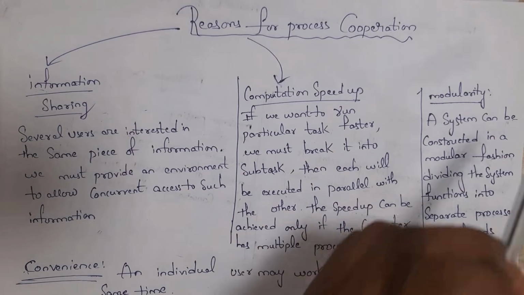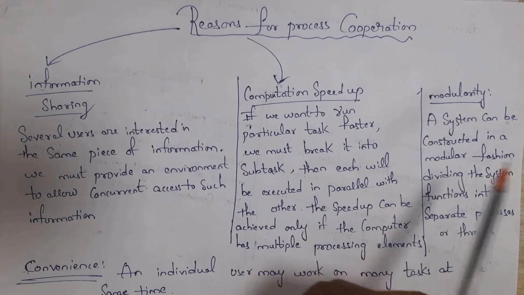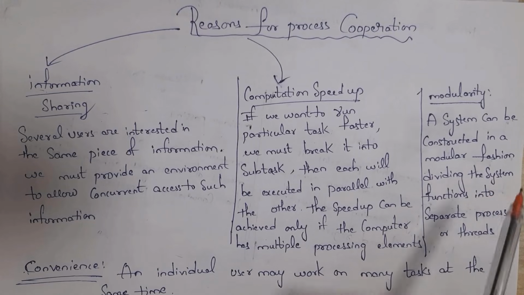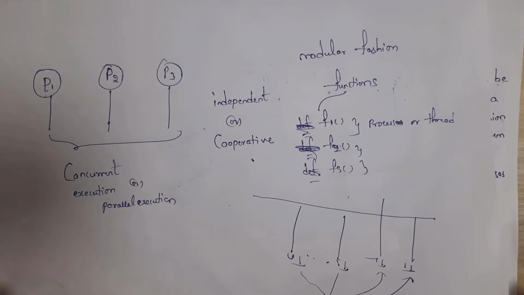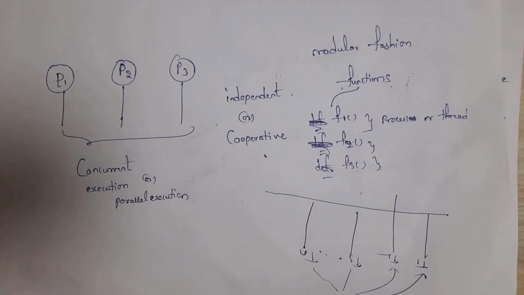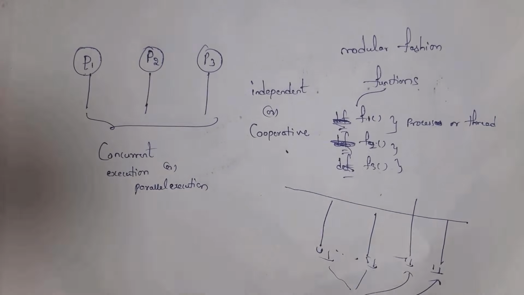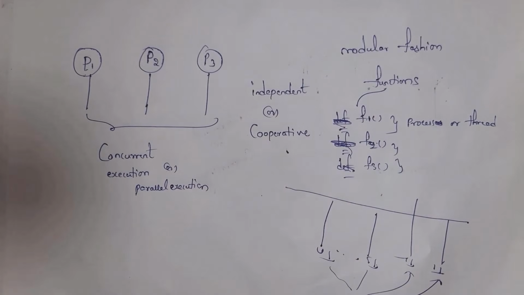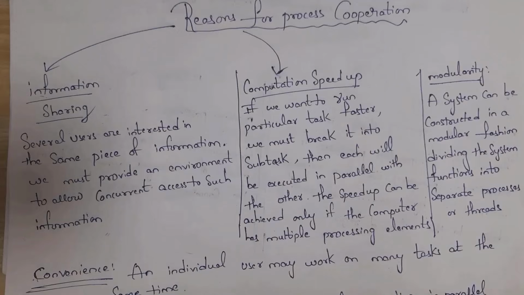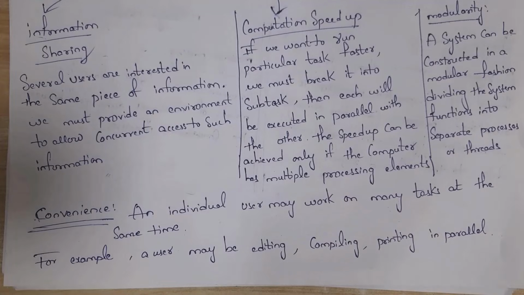The third reason is modularity. A system can be constructed in a modular fashion, dividing the system functions into separate processes or threads. Modular fashion means, for example, there are functions present in my system, and we divide these functions into processes or threads. The fourth reason for process cooperation is convenience. For example, each and every user will work on multiple tasks at the same time. For that purpose, we need process cooperation.